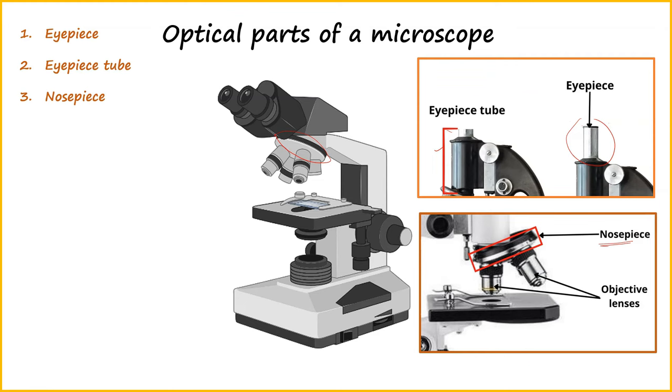Now, what is the function of this nose piece? It holds 2 to 3 objective lenses. As you can see in this image, there are 3 objective lenses attached to this nose piece. Now come to the next part, which is known as the objective lenses.